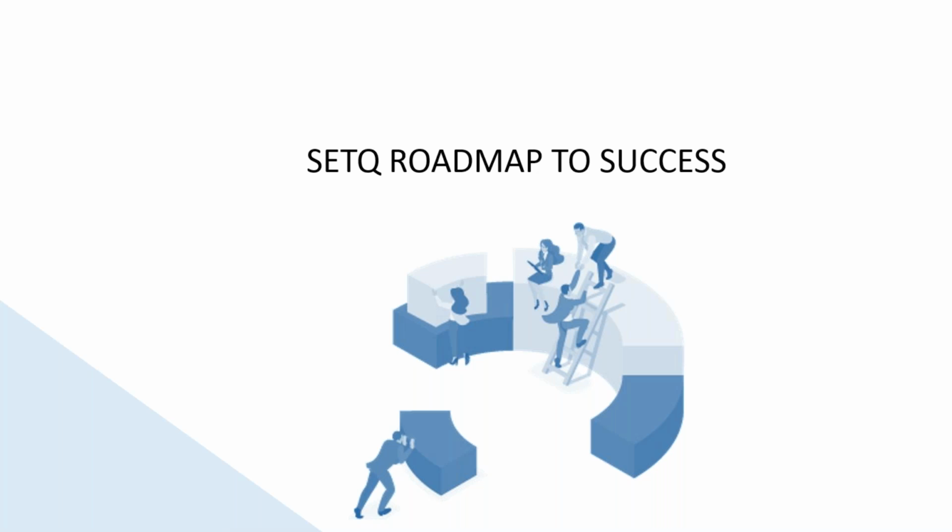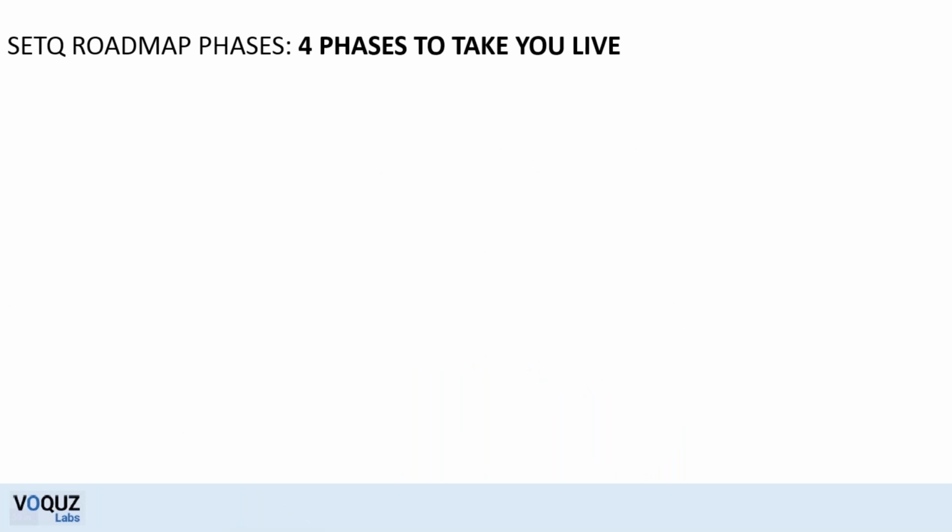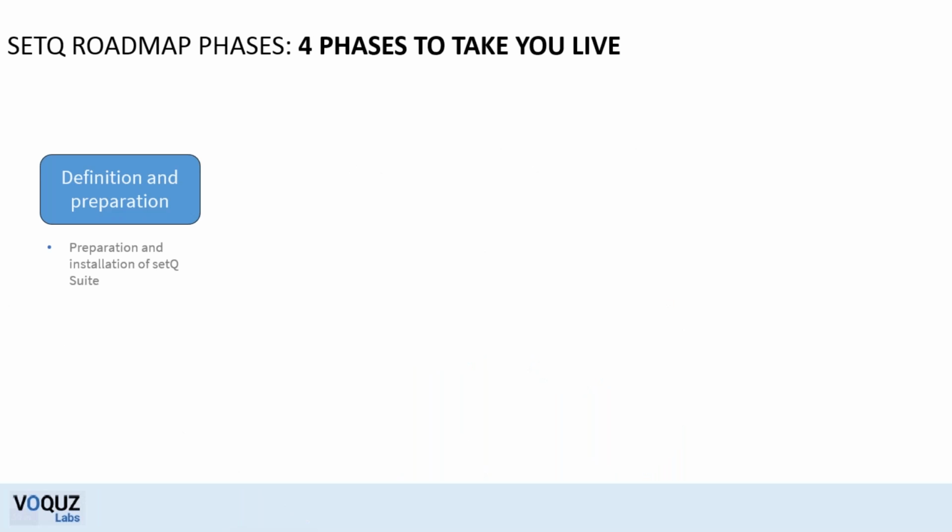So the next question from a business perspective is, how do you get there? What is the roadmap to achieving something like this? First of all, within our solution and the process that we take from a delivery perspective, we have four phases to take you live if you decide to go for a setQ solution. The first is definition and preparation, where we install the setQ solution on suite.